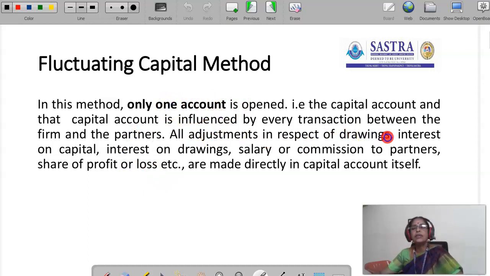All adjustments in respect of drawings, interest on capital, interest on drawings, salary or commission to partners, share of profit or loss, etc. are made directly in the capital account. That is why the capital account is changed. It is not a static one. That is why it is called fluctuating capital method.